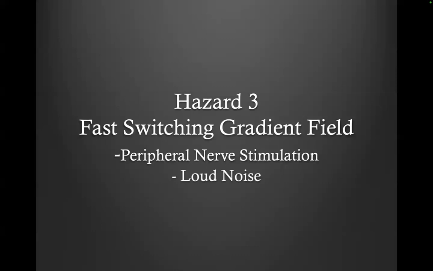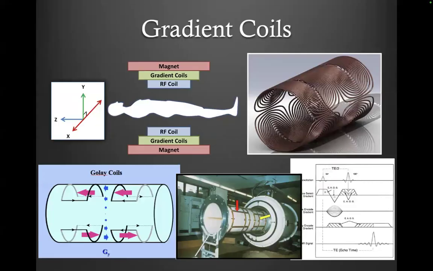Okay, so our last hazard is the fast-switching gradient field, which typically causes peripheral nerve stimulation as well as loud noises. We talked about RF coils, the magnetic field, and gradient coils. The gradient coils are typically a sheet of copper wires on the scanner bore. And as I said, if you remember this diagram, it shows the switching on and off of this gradient.